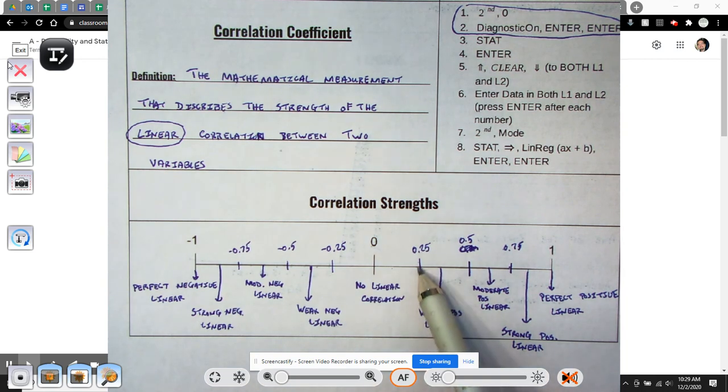Now in reverse, positive 0.25 to positive 0.5 would be a weak positive linear correlation. Between 0.5 and 0.75 is a moderate positive linear correlation. Between 0.75 and 1, it is a strong positive linear correlation. And if it is equal to 1, it is a perfect positive linear correlation. So we have 2 more examples to look at.